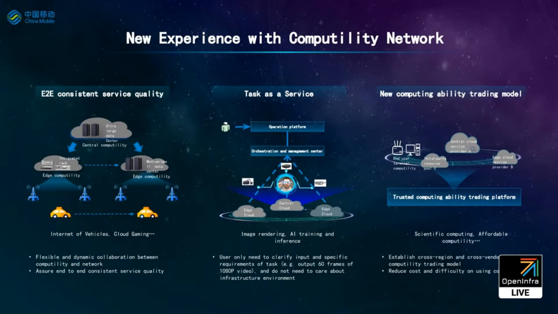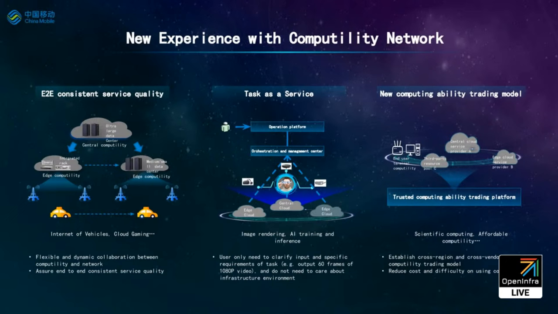Usually, how to ensure the end-to-end consistent service quality for a moving car is the key problem here. Traditionally, we have to take care of the signal switch among all the base stations. We have to deploy the processing software at different cloud sites to provide the fastest response to the moving cars. We also need to consider how to synchronize the data among all those processing software instances.